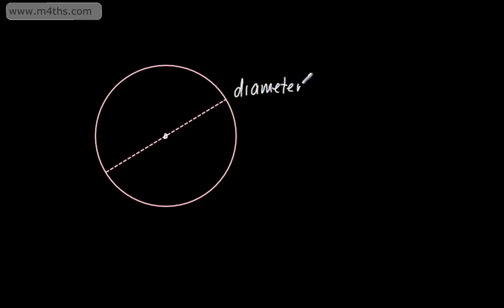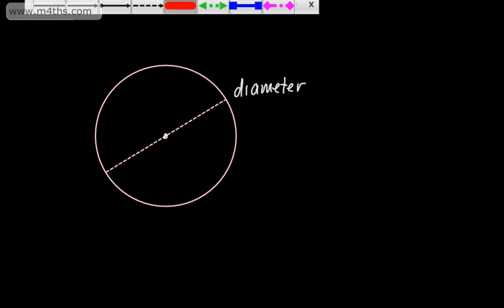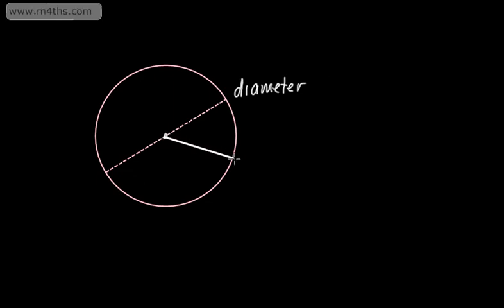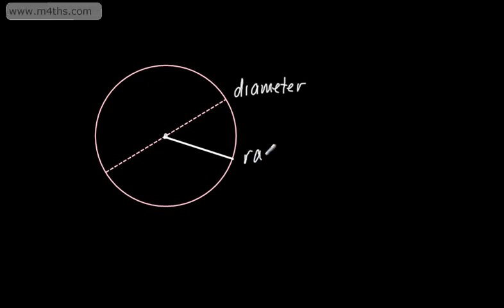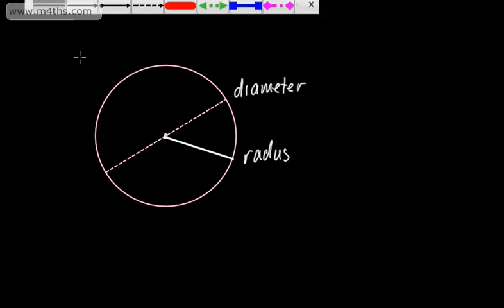I'm now going to draw a radius. A radius is a line from the centre to the circumference. The radius is half a diameter. So if we put this on, we've got a radius just here. Now that radius could be here, it could be just here, it could be anywhere from the centre to the circumference.